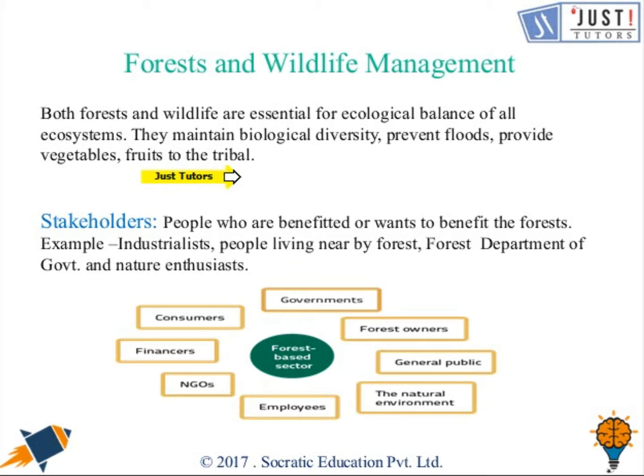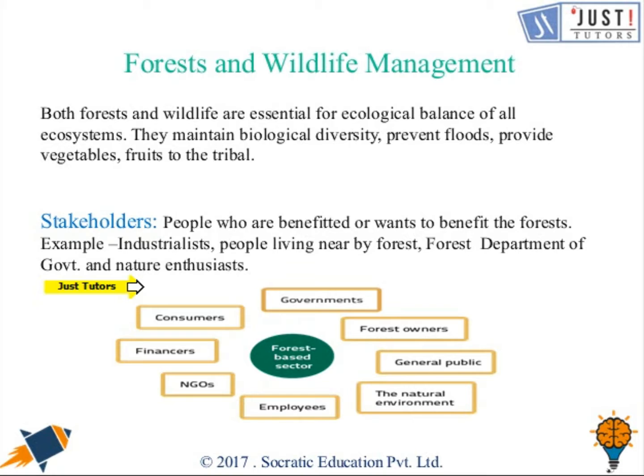Forests constitute 90% of global biomass. They are uncultivated and uninhabited land area managed for diverse purposes of forestry, whether covered with trees, shrubs, climbers, etc. or not. Stakeholders are people who are benefited or want to benefit from the forests.